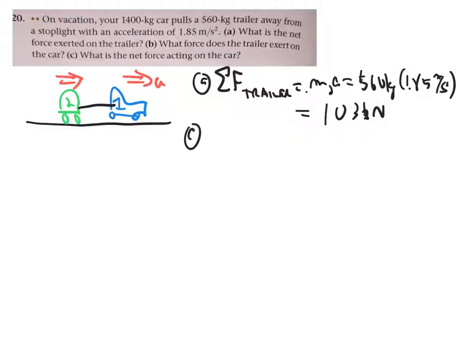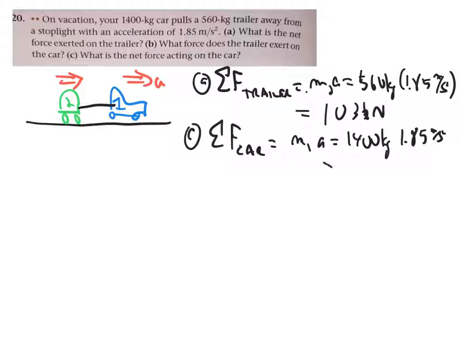And I'm going to jump to part C because the total force on the car, the net force on the car, is the mass of the car times the acceleration, which is 1,400 kilograms times 1.85 meters per second squared, which is 2,590 newtons. And really, we should probably call this one 1040 newtons for sig figs.